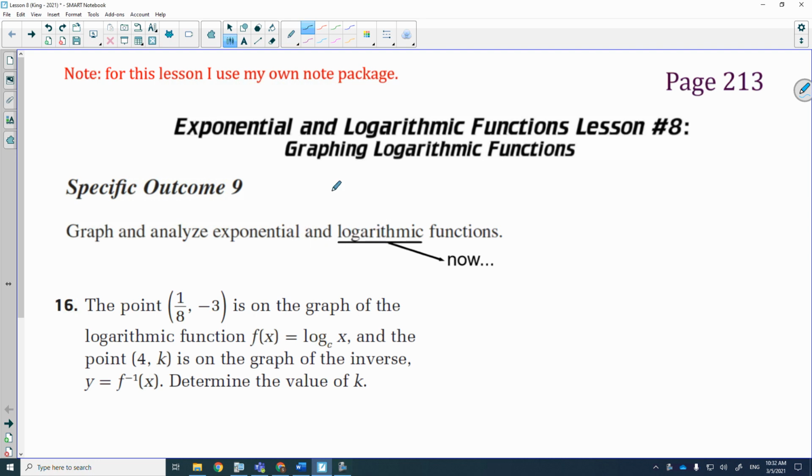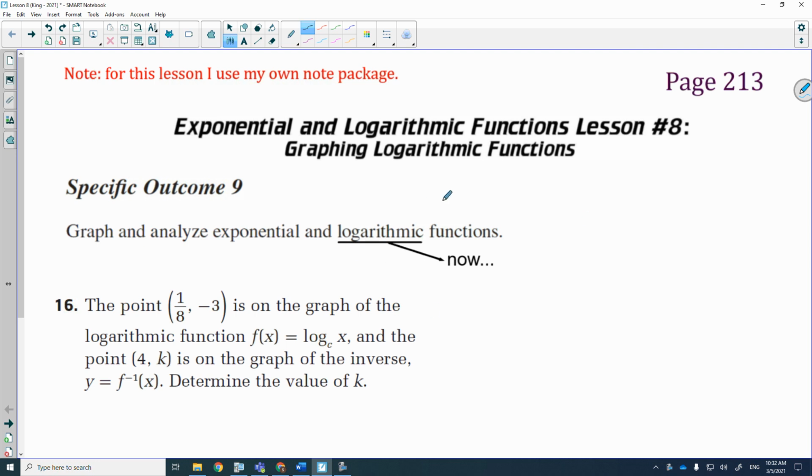Okay, so the last lesson that we have for the last chapter of logs is lesson 8, and basically what we're going to be doing is we are going to be graphing logs. So we already did graphing exponential equations, and you were tested on that yesterday. That means Monday's test, you're going to have to graph a log, or we're going to do something with graphing.